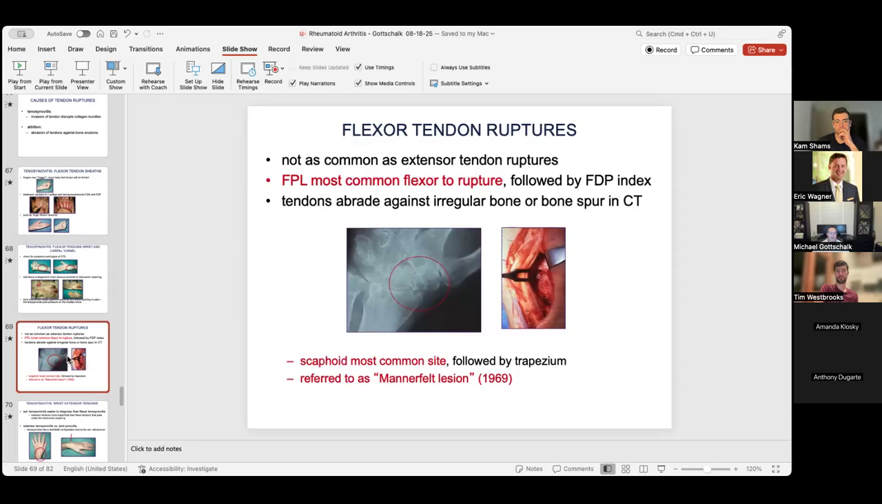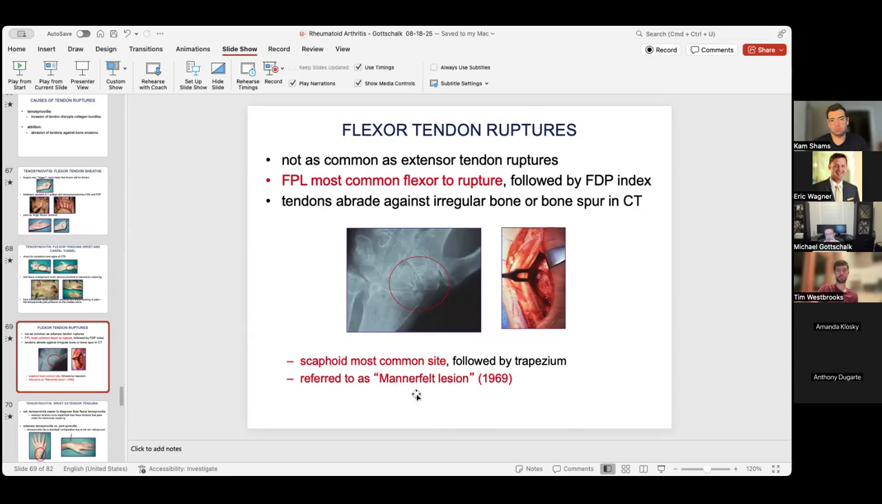This is one of those test questions that everyone always likes to ask about, Mannerfelt lesions. I've seen it twice in RA patients, but essentially patients will get STT arthritis, and the FPL will come over the osteophytes or around the area of the joint and will rupture. And the FPL is the most common flexor tendon to rupture, followed by the FDP of the index. And essentially the tendon is just frayed over the area of the bone. You can see it on CAT scan, X-rays.